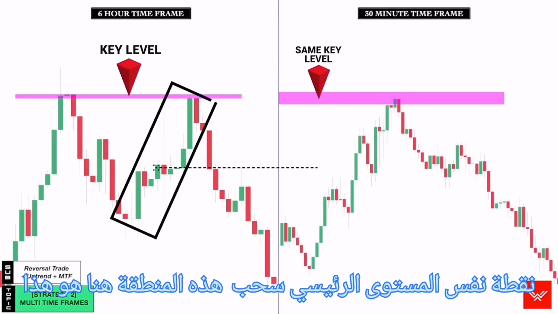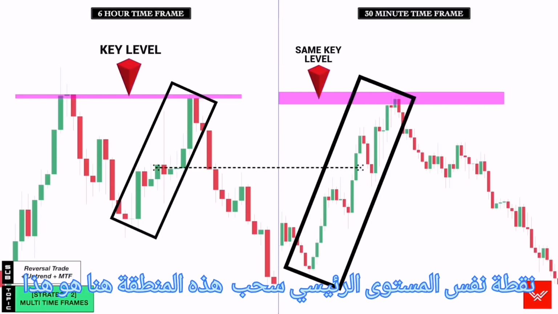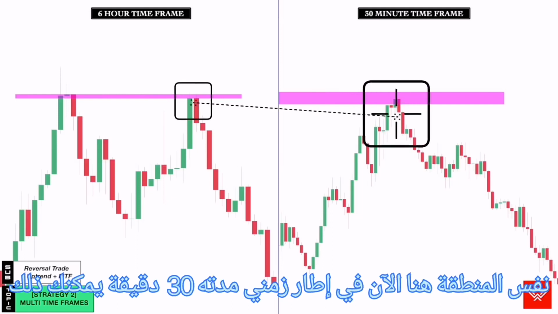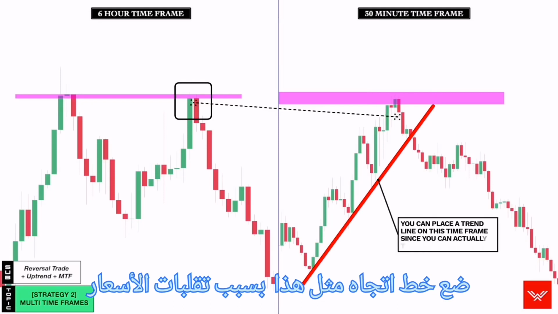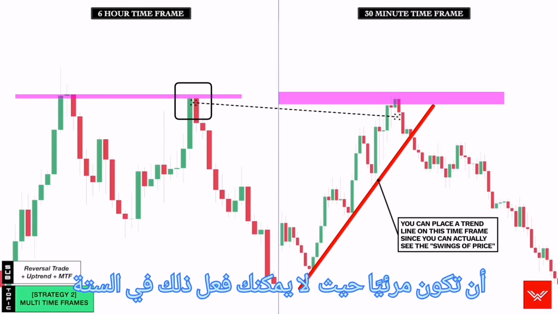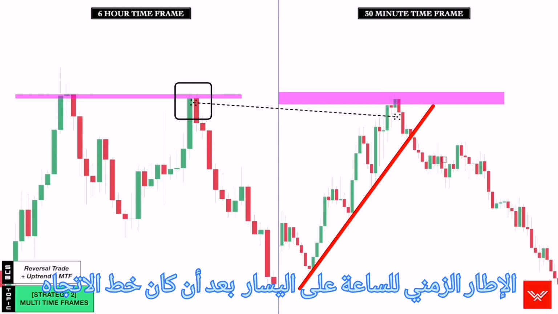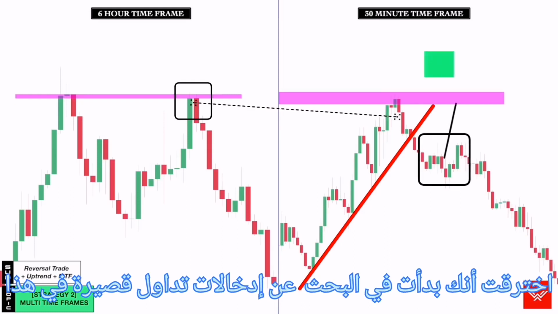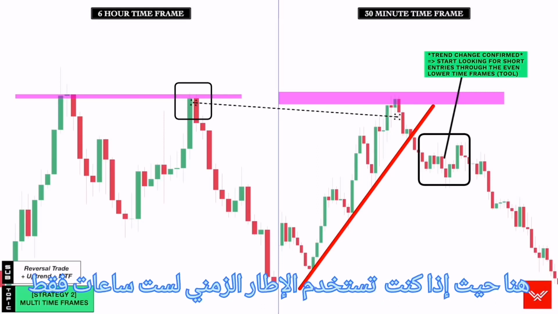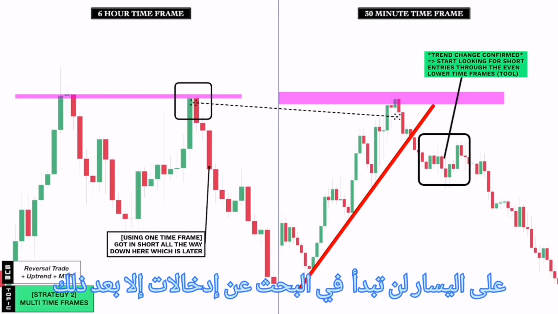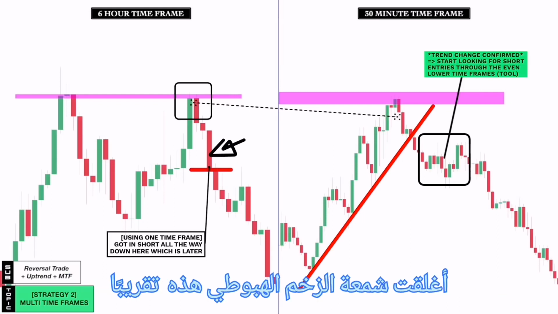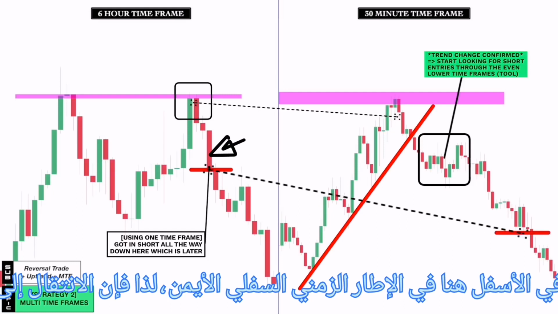Same key level, same pullback. This area here is this same area here. Now on the 30-minute time frame, you can place a trend line like this due to the swings of price being visible, where you couldn't do that on the 6-hour time frame on the left. After the trend line was breached, you started looking for trade entries short in this area here, where if you only used the 6-hour time frame on the left, you wouldn't start looking for entries until after this bearish momentum candle closed here, which is roughly down here on the right lower time frame.